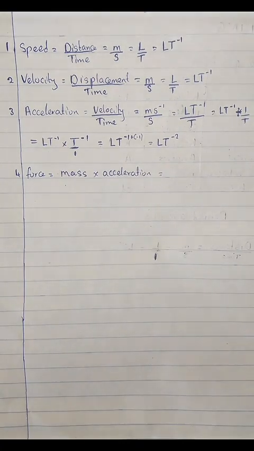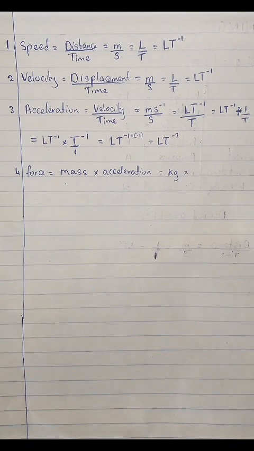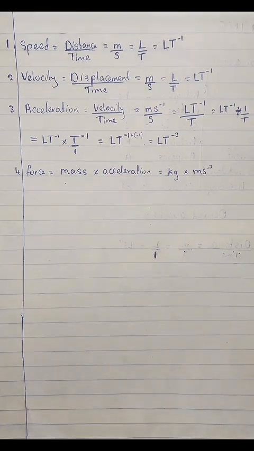Recall, first step is to write the formula. Next thing is to express them in terms of their units. What is the unit of mass? Mass is measured in kilogram. And acceleration is measured in what? Meter per second square. So let's see how we can express this given unit in terms of MLT.